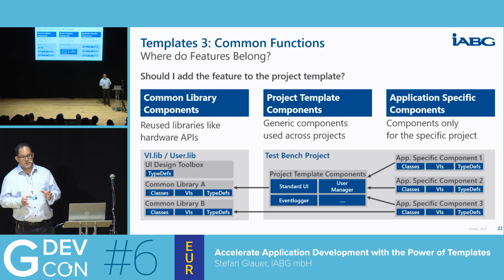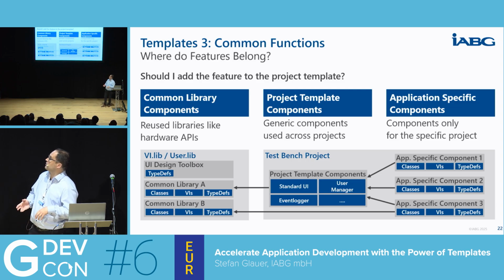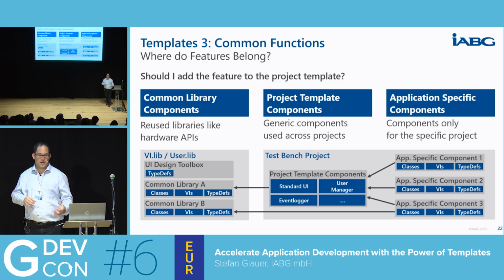And what you also see here are the black arrows. They show the dependencies. And that's important to keep in mind. So the common library functions should not depend on the project template functions, but the other way around. It is okay for us that the project template functions depend on the common library functions. And the application-specific functions for us can depend on both, on the project template components and the common library components.